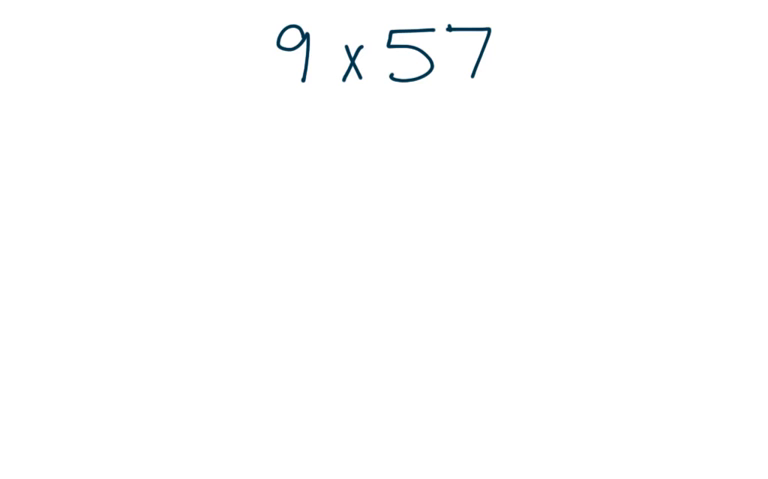Here is 9 times 57. I want you to give this one a shot. Draw your rectangle, expand 57 out, label your parts of your rectangle, find your partial products, add them together, and find your product.